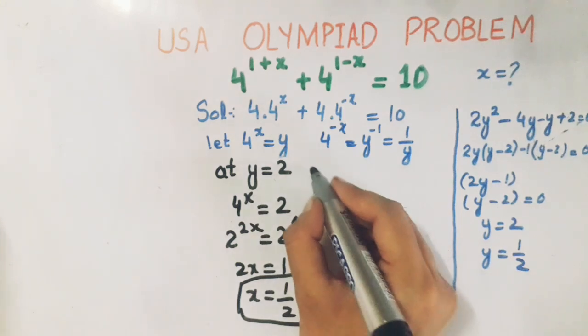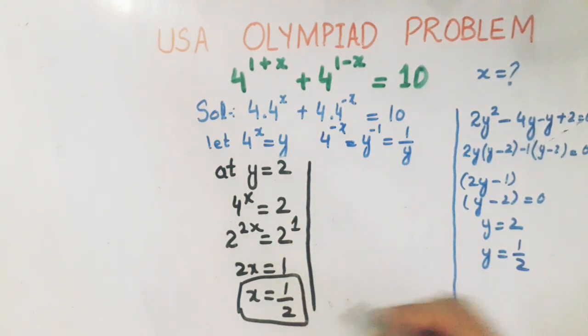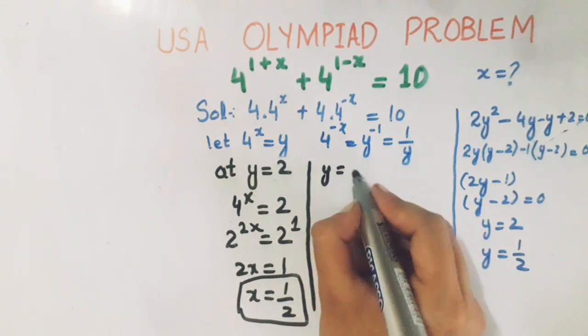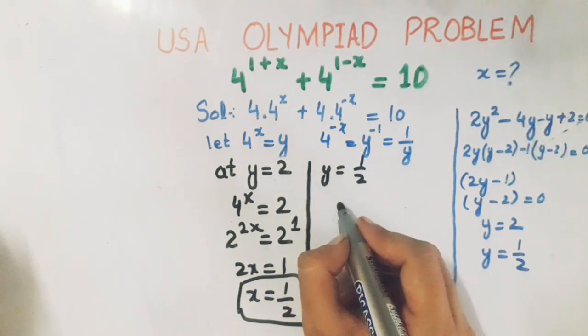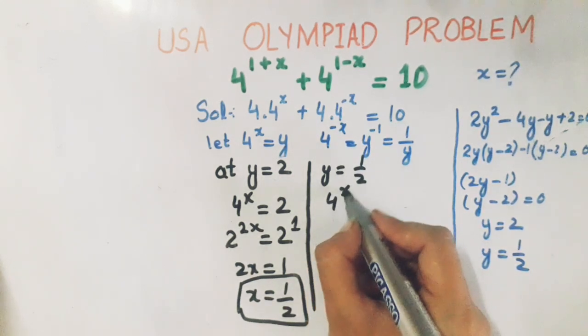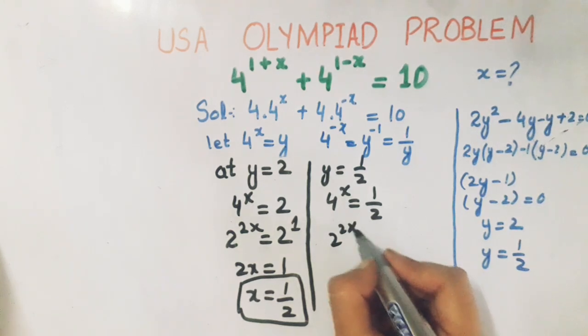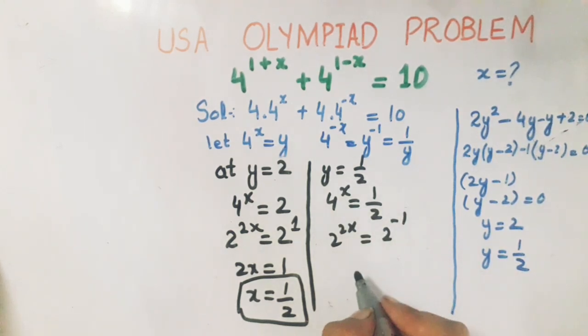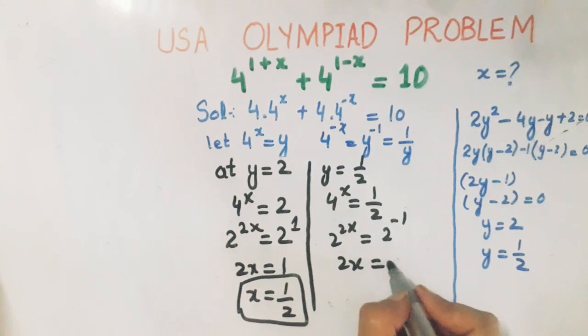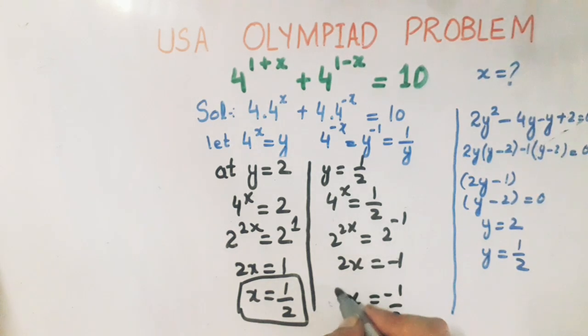Now for the next one, we have y equals 1 over 2. It means that 4 raised to power x equals 1 over 2. So 2 raised to power 2x equals 2 raised to power minus 1. So 2x equals minus 1. It means that x equals minus 1 over 2.